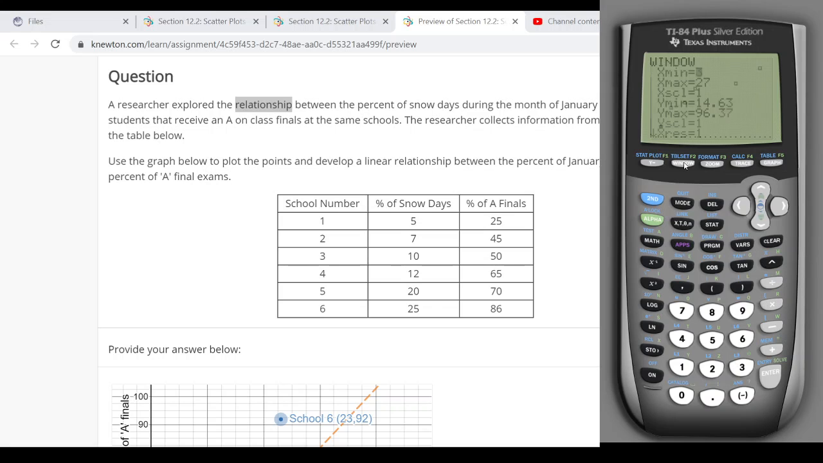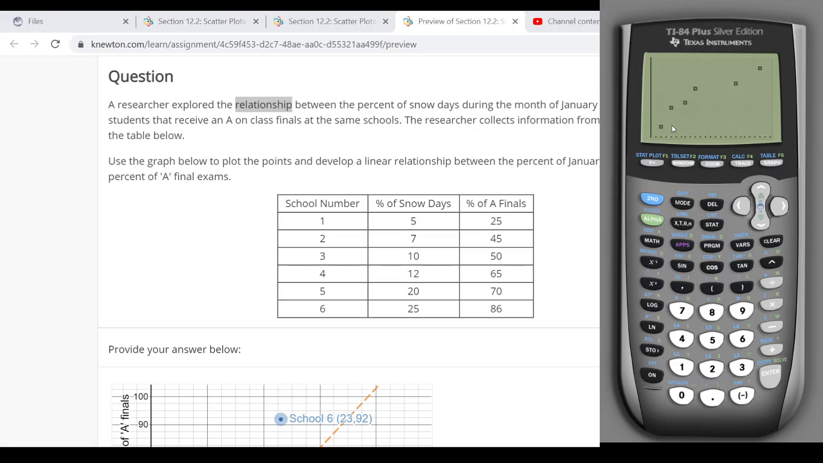Now you can see what the window was changed to, right? It's going from an X coordinate of 3 to X equals 27, and the Y's are going from 14 to 96, something like that. Look at the graph again. And if you want to see what all these points are, just hit the trace button, and there's the point 5, 25, 745, right? All the ordered pairs from this table. 525, 745, 1050, just scroll right and left. 1265, 2070, 2586. All right. Let me quit that and just go graph again.